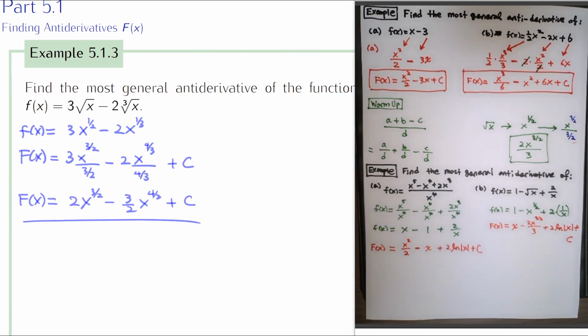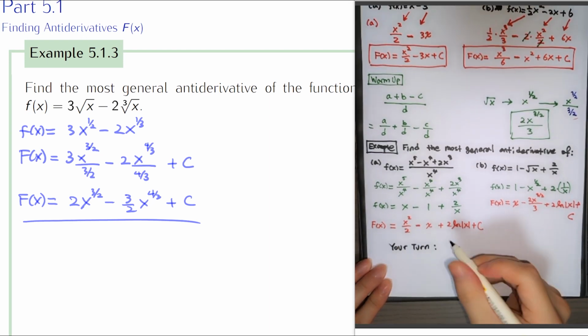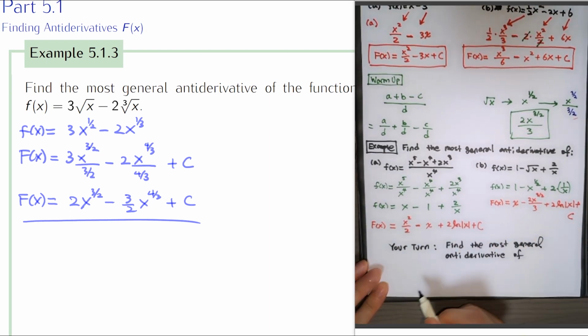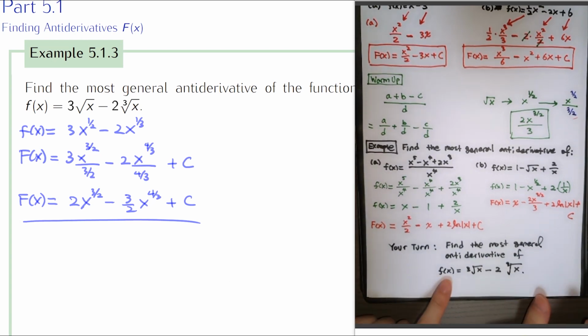Now, to check your understanding of the subject, I'd like to give you a your turn question, which is this. Find the most general antiderivative of 3 times square root of x minus 2 times cube root of x. Well, there's a solution on the left-hand side of the screen. You can read my solutions and check if it seems reasonable to you. If not, please let me know by email again. Okay, that's the end of part 1, and I'm going to see you soon with part number 2.